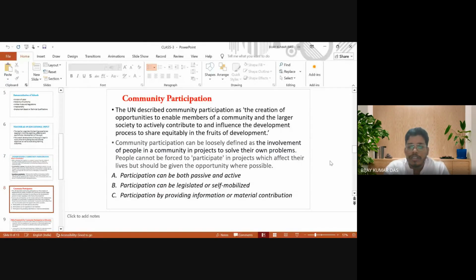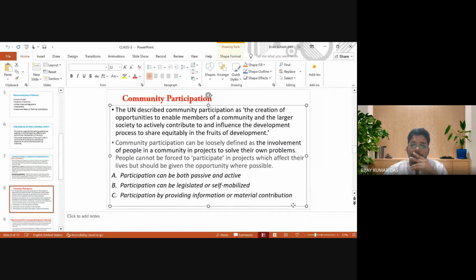And we are talking about community participation. Community can be passive, community can be active, community can be legislated or self-mobilized. Community participation can be both passive and active.